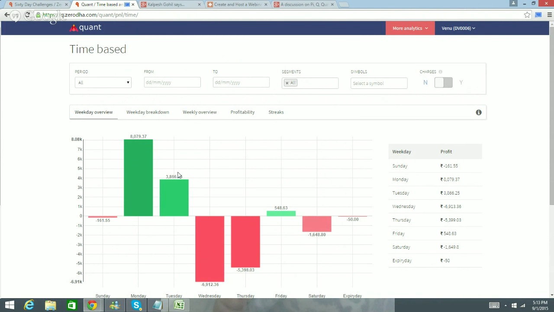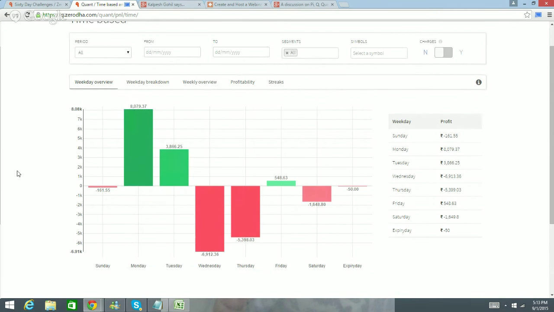I mean, this is just the beginning of all the reports we intend to add, right? So for now, for example, like a weekday overview, you can very clearly see that Mondays are when Venu makes the most money, and Wednesdays are the ones when he loses the maximum money, right?